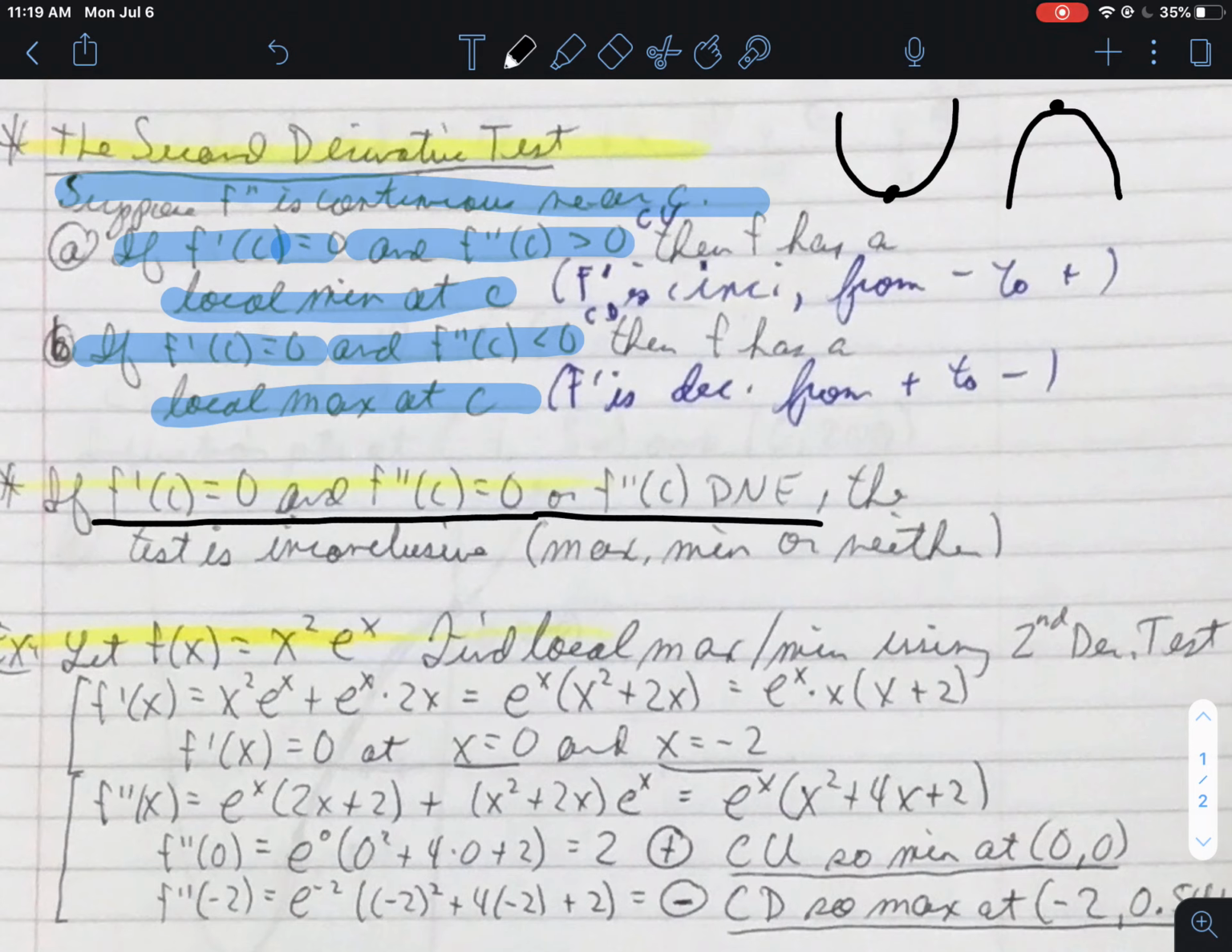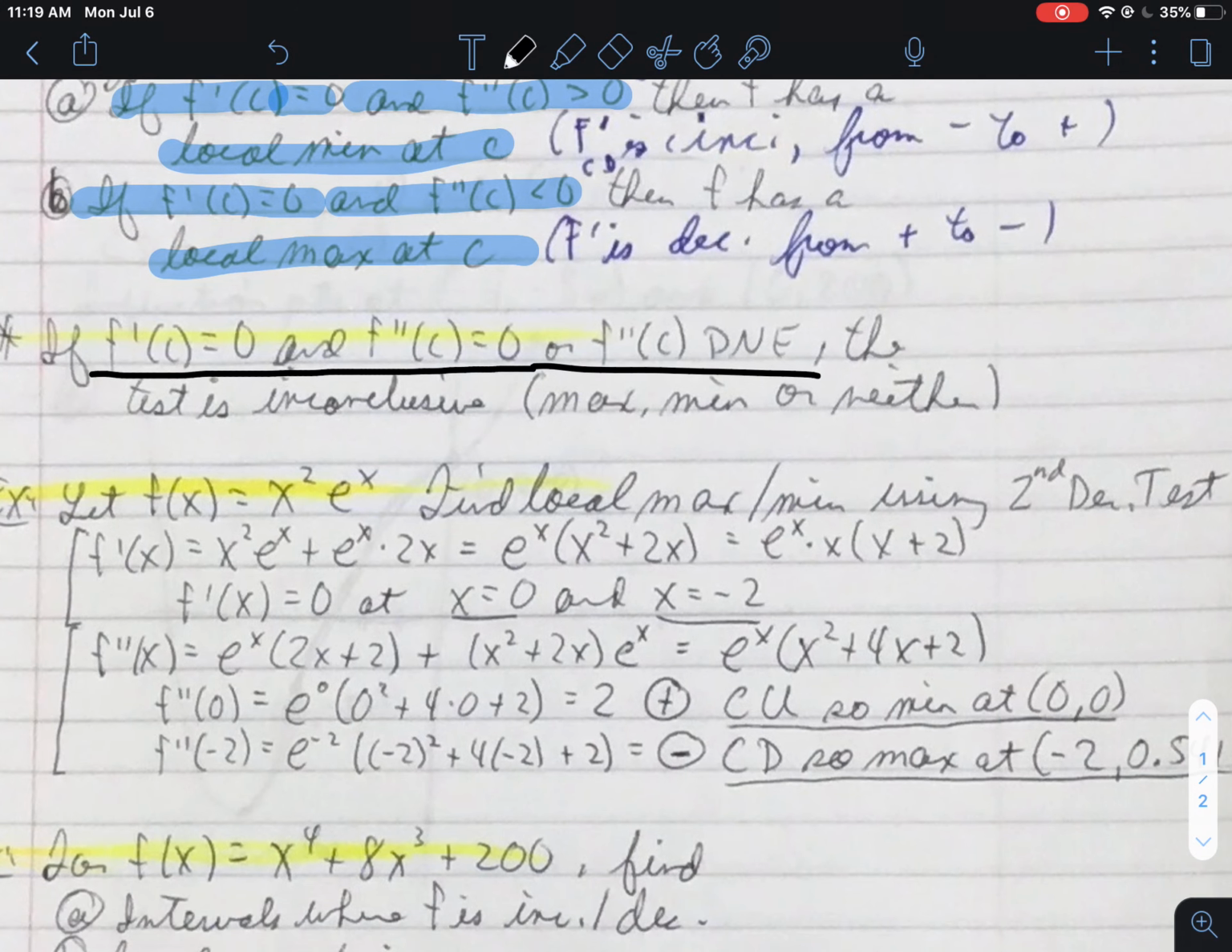Or if f double prime doesn't exist, then this test doesn't tell me anything. There could be a max, could be a min, or could be nothing. So then I have to fall back on another method, which is using the first derivative, right? So, anyway, let me give you an example with that just to see it.